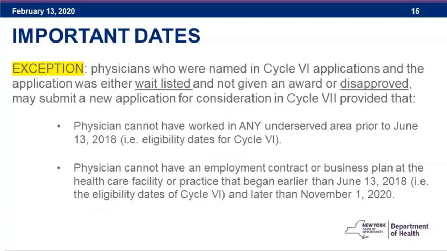So there is an important exception to note. Physicians who were named in the Cycle 6 application process and their application was either waitlisted and they were not given an award, or they were disapproved, may submit a new application for consideration in this cycle. If you're one of those individuals, then the dates reflect those that were first announced for Cycle 6, meaning physicians cannot have worked in any underserved area prior to June 13th, 2018. And the physicians cannot have an employment contract or business plan at the healthcare facility or practice that began earlier than June 13th, 2018, and later than November 1st, 2020.